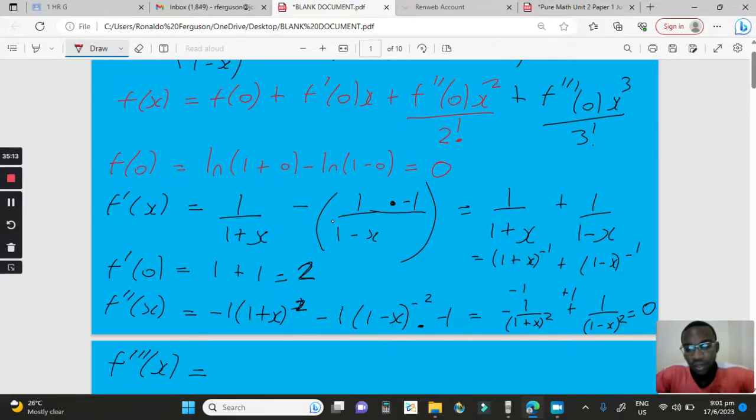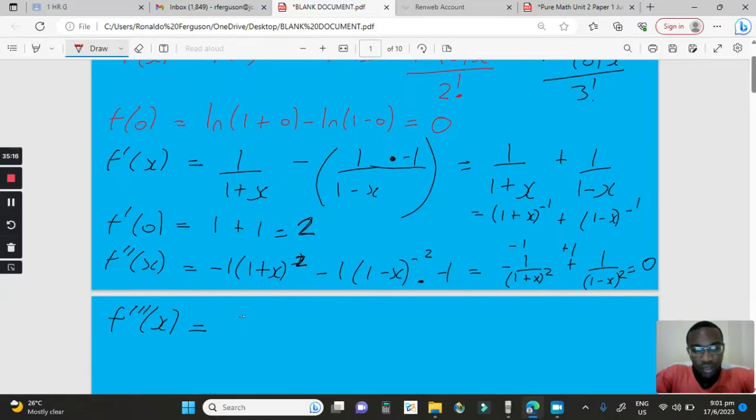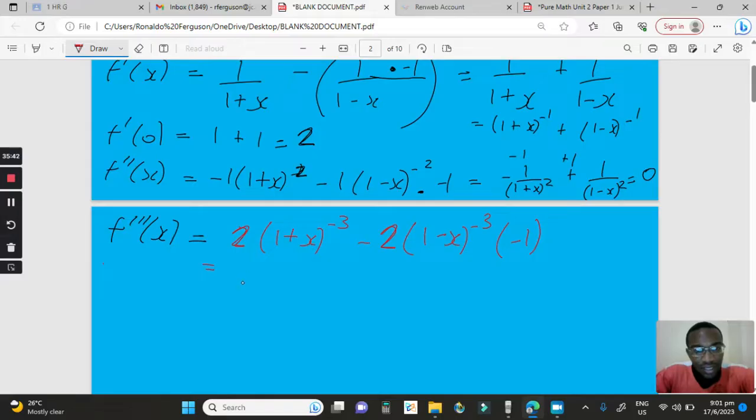So f triple prime now, to differentiate this now, we carry down the power, minus and minus, let it be plus. Then we subtract 1 from the power, which is now minus 3. Then remember this is positive, so we carry down the power, minus 2. Then we subtract 1 from the power, minus 3, times the derivative inside the bracket, which is minus 1. So input now 0. Input in 0, this is now 2 times 1 to any power is just 1. Then minus and minus is plus. Input 0, and you're getting 2 times 2, which is 4.